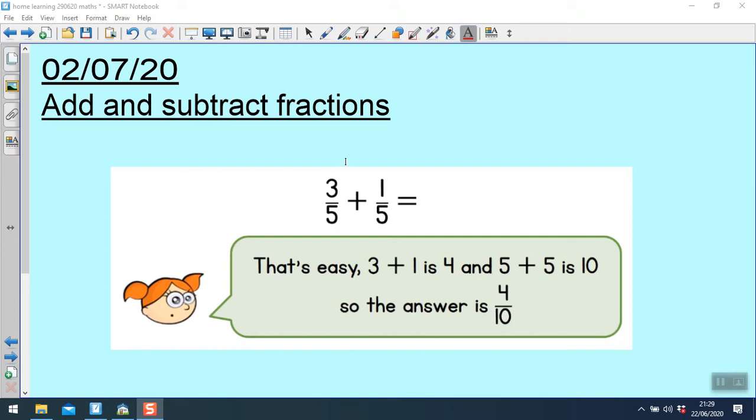This girl says, okay, 3/5 plus 1/5. That's easy because 3 plus 1 is 4 and 5 plus 5 is 10. So that means that 3/5 plus 1/5 equals 4/10. What do you think about that? Pause the video while you discuss this with somebody.